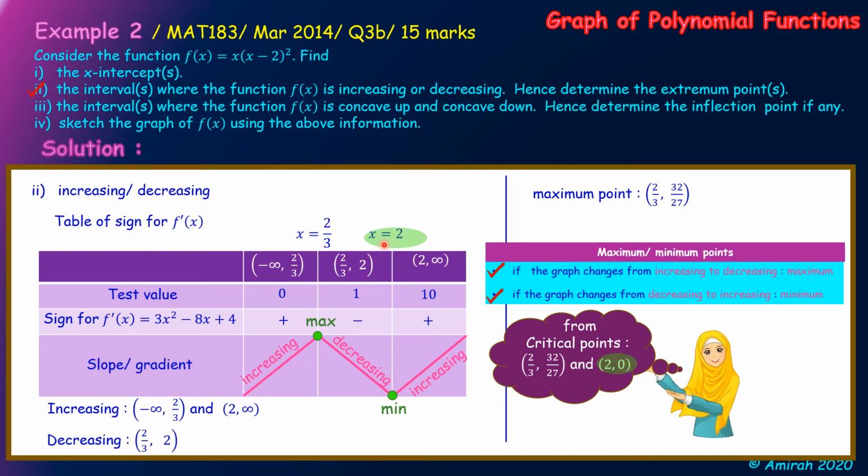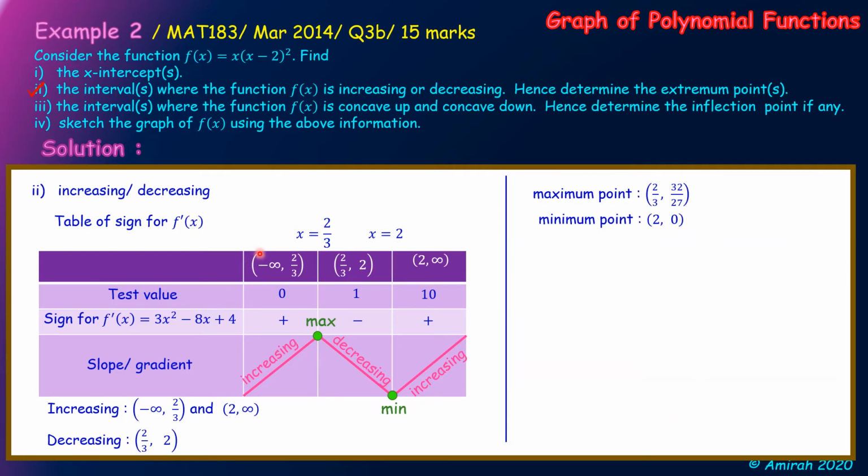From the critical point, when x equals 2, the coordinate y equals 0, so our minimum point is 2, 0. Maximum and minimum points come from the critical points. But the critical points we get before we use the table of sign, and the maximum and minimum points we get after we solve the table of sign.